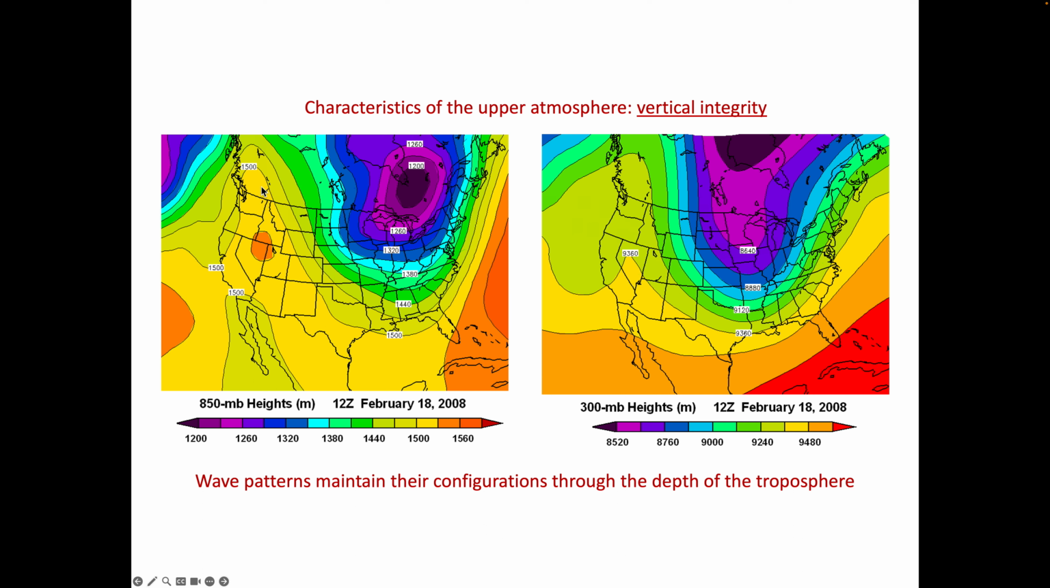So for example, at 850 millibars, you'll see that the axis of the ridge is just in from the west coast, and at 200 millibars or 300 millibars, it's much more along the west coast. In terms of the trough, you'll see that it's over the eastern and central Lakes, and then at 300 millibars, it's much more over the upper Midwest. So it arches back to the west. Again, as you move up through the atmosphere, the wave patterns maintain their integrity, but they tend to lean back a bit towards the west as you move higher up through the troposphere.